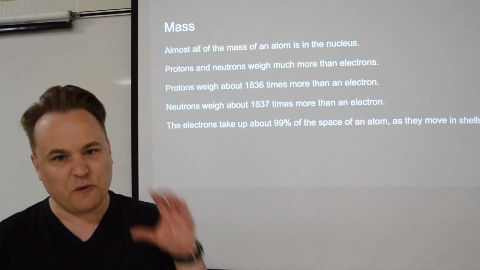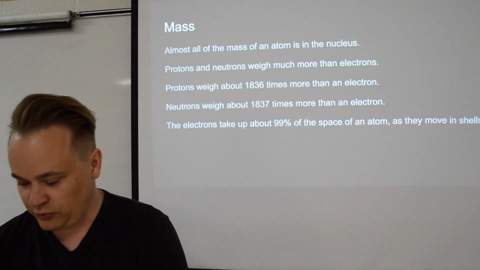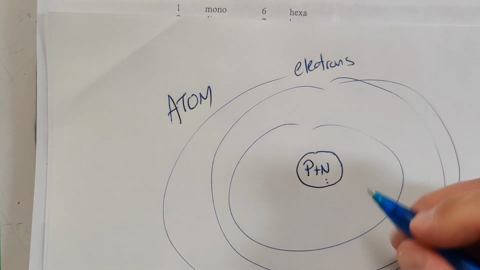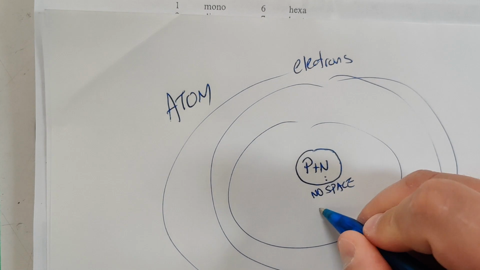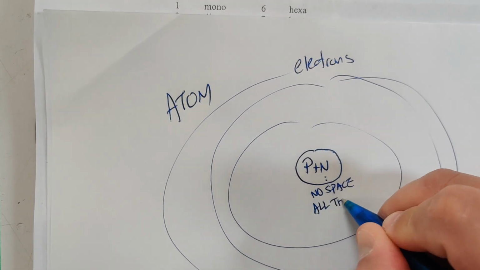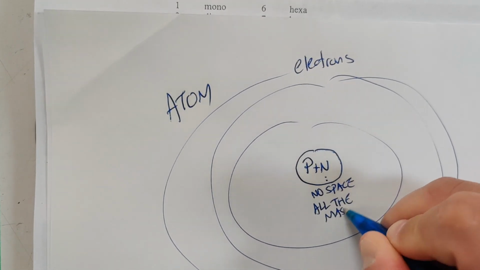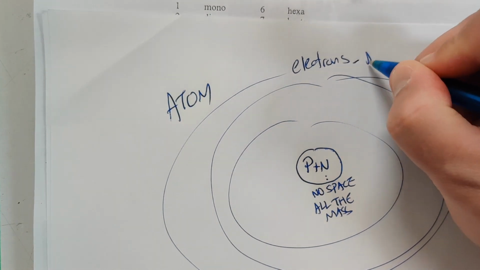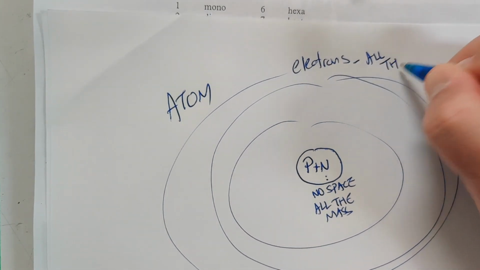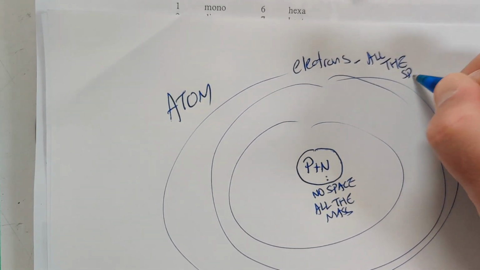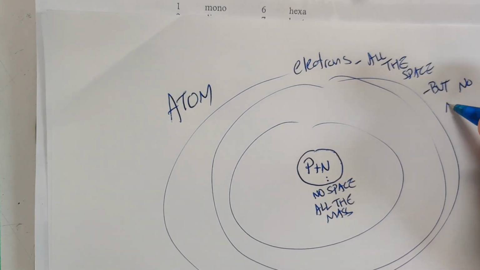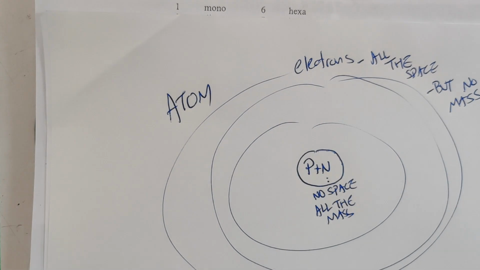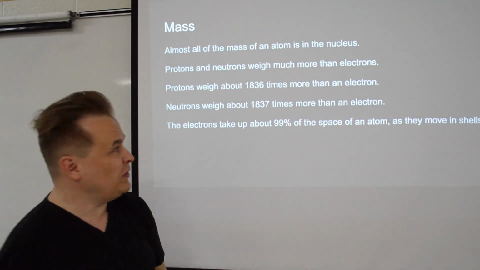In the middle of an atom, if you zoomed into it, you'd have protons and the neutrons in the middle, and they would take up almost no space, but all the mass. And electrons take up all the space, but no mass. Now, you don't need to write that down. You can if you'd like to. But what does that mean?